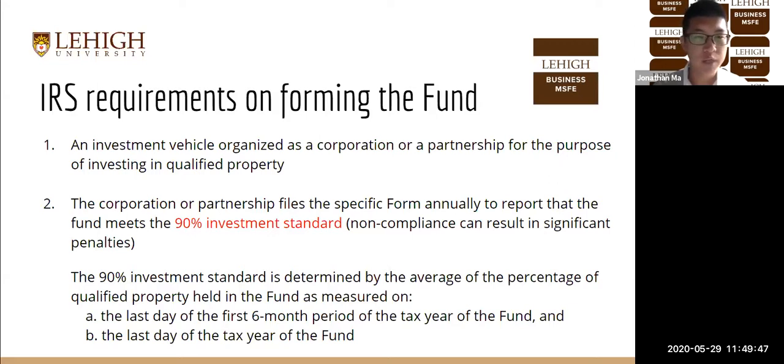This 90% investment standard is determined by the average of the percentage of qualified property held in the fund, as measured on the last day of the first 6 months period of the tax year of the fund, plus the last day of the tax year of the fund.